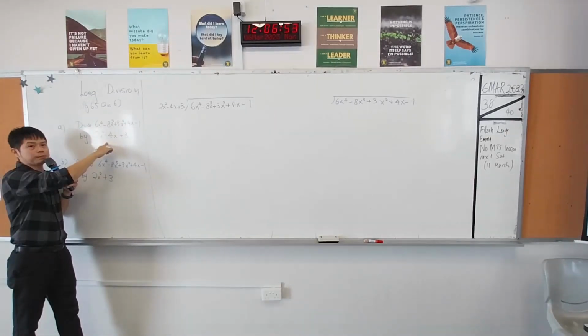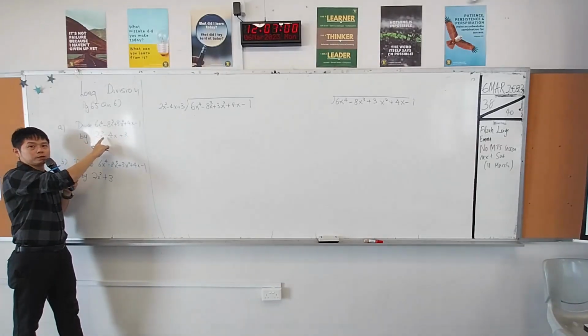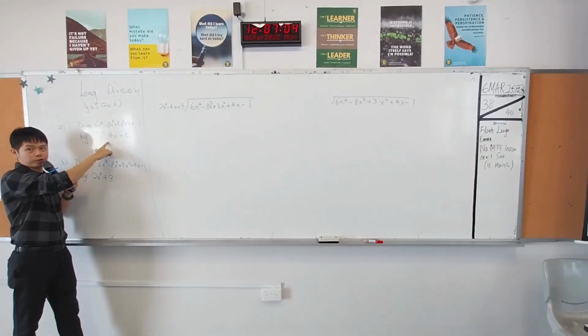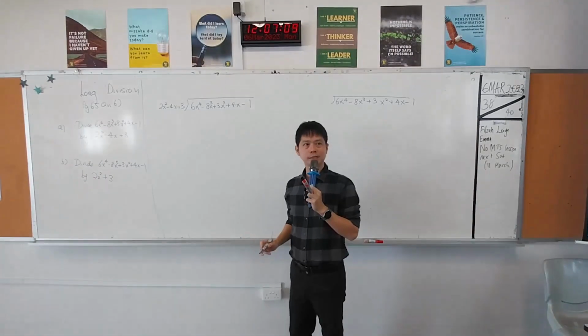The degree of the divisor must be smaller or equal to the degree of the dividend. So this can be power 1, power 2, power 3, can also be power 4. All right? So we will write it in the long division format.